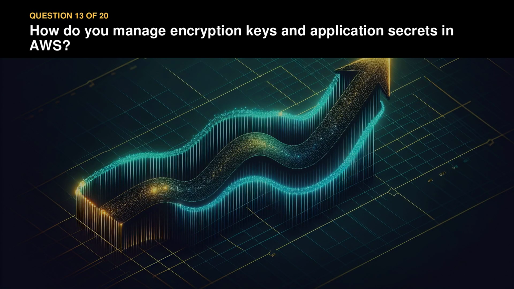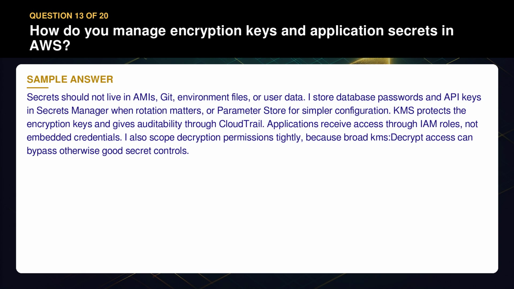Question 13. How do you manage encryption keys and application secrets in AWS? Secrets should not live in AMIs, Git, environment files, or user data. I store database passwords and API keys in Secrets Manager when rotation matters, or Parameter Store for simpler configuration. KMS protects the encryption keys and gives auditability through CloudTrail. Applications receive access through IAM roles, not embedded credentials. I also scope decryption permissions tightly, because broad KMS decrypt access can bypass otherwise good secret controls.